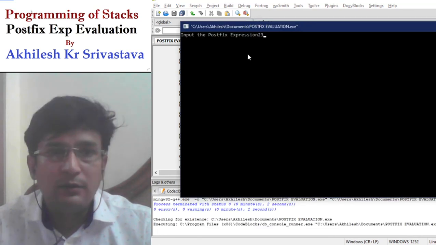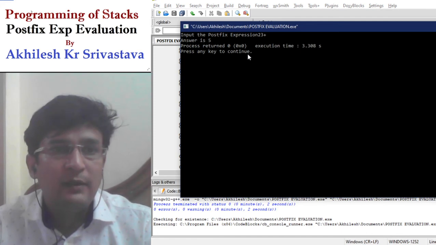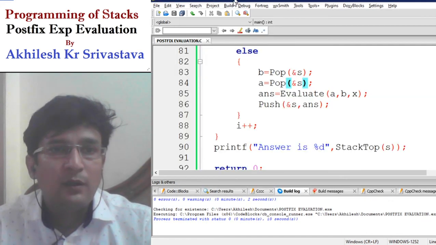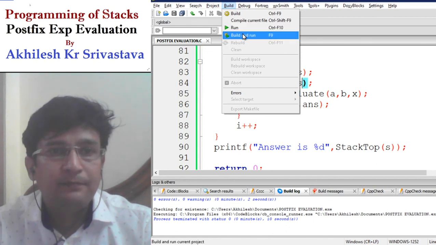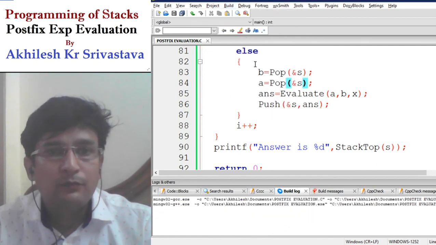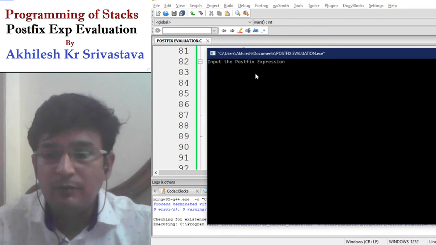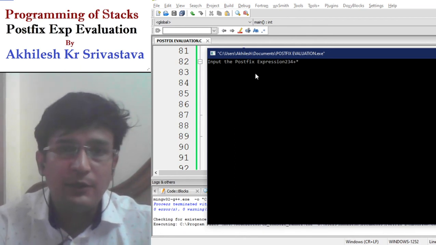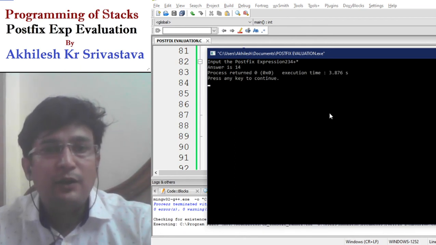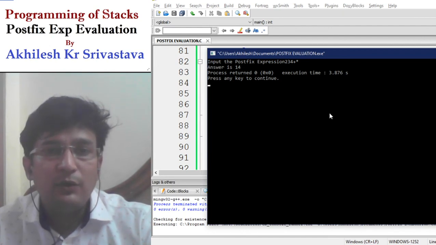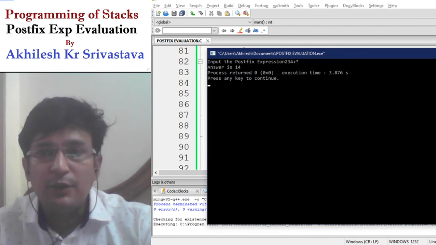Let's take a basic expression, 2 3 plus. It is giving us an answer 5 because 2 plus 3 will be performed. Let's take another one. 2 3 4 plus multiplication is returning an answer 14. First addition of 3 and 4 will be performed, which will give us an answer 7. Then 7 multiplied with 2 is performed, which will give us an answer 14.